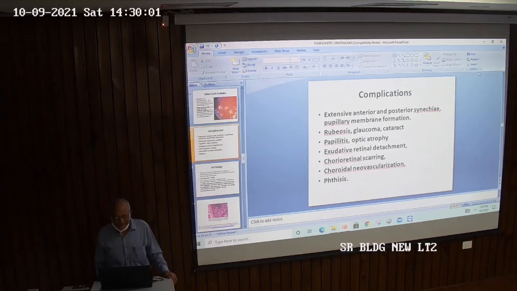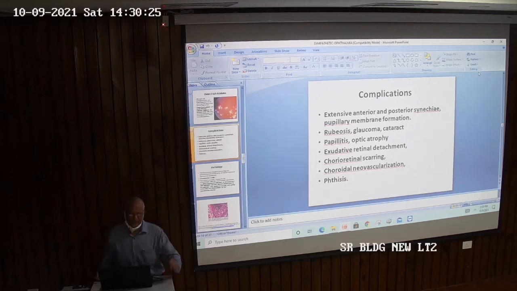Rubeosis, glaucoma, cataract, papillitis, optic atrophy, exudative retinal detachment, chorioretinitis, scarring, choroidal neovascularization, and lastly the phthisis part. These are all complications we have read when we studied the complications and sequelae of uveitis. Everything is there: the pupillary membrane, exudates, cataract, glaucoma, optic atrophy, optic neuritis, detachment, neovascularization, and lastly phthisis bulbi.